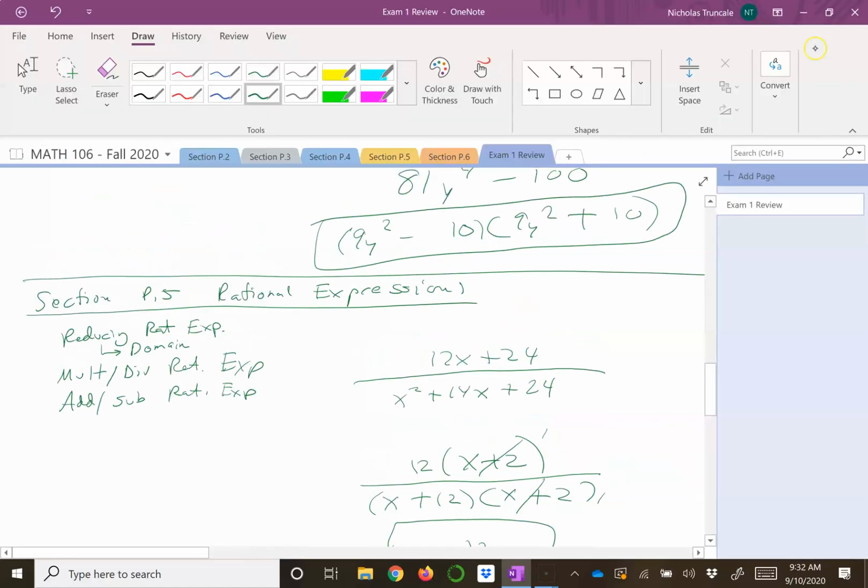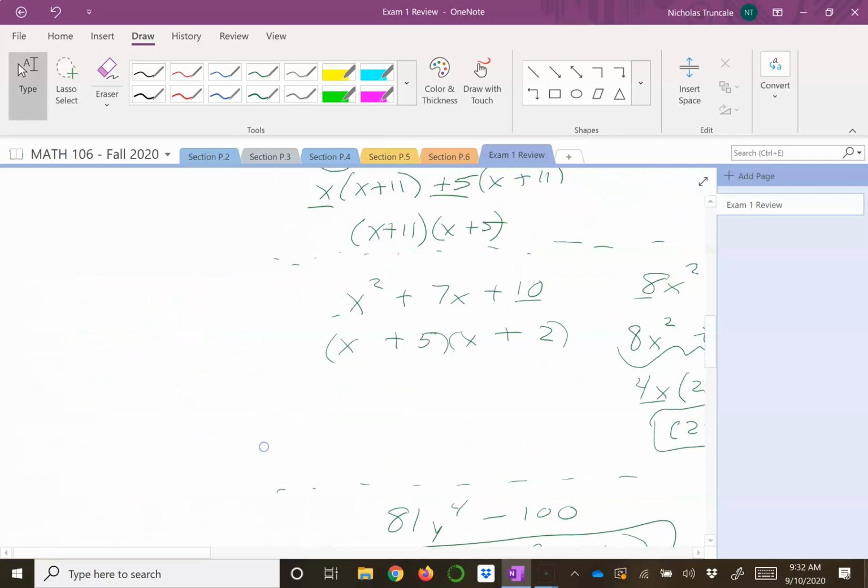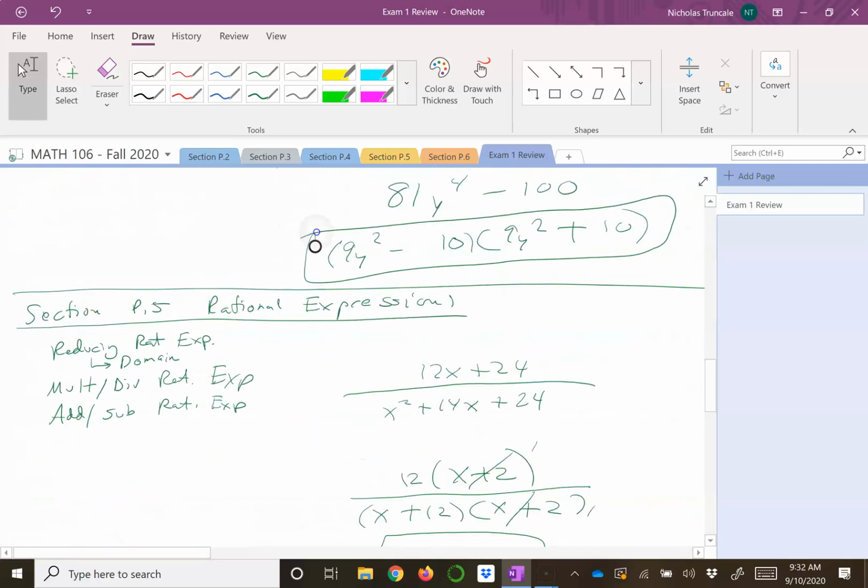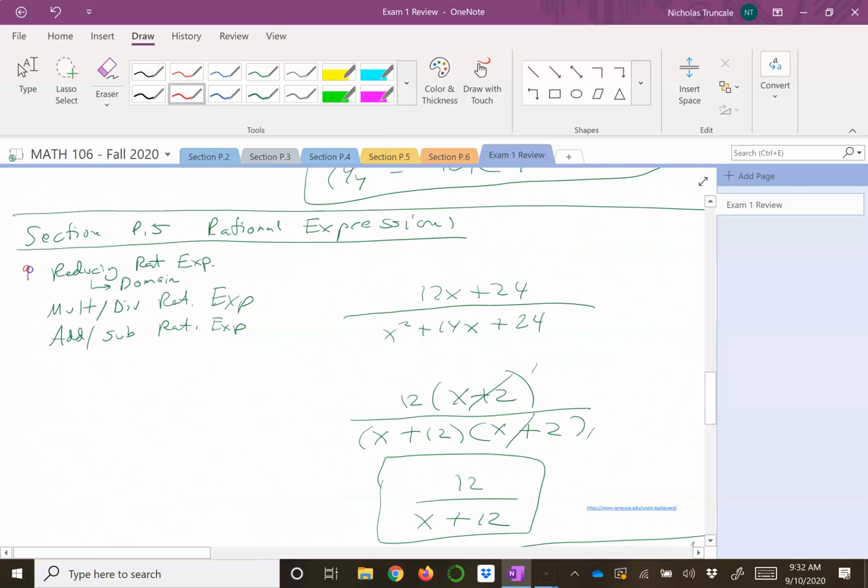All right, so let's see where we were on problem types. I was at 8, so now I'm at 9, 10, 11. And that section, P5, also completes quiz 2, right? You weren't quizzed on multiplying or dividing or adding and subtracting, so that'll be new for you on the exam.